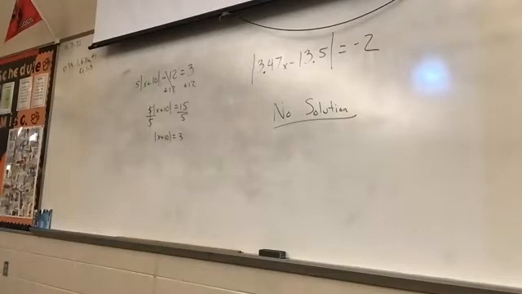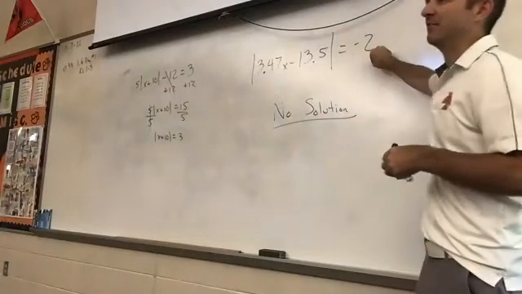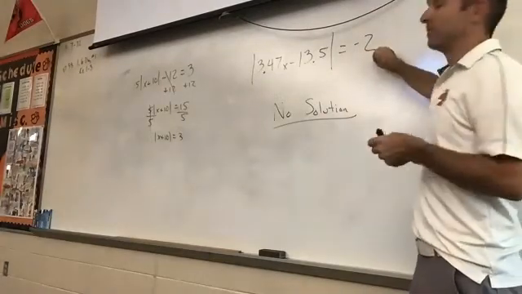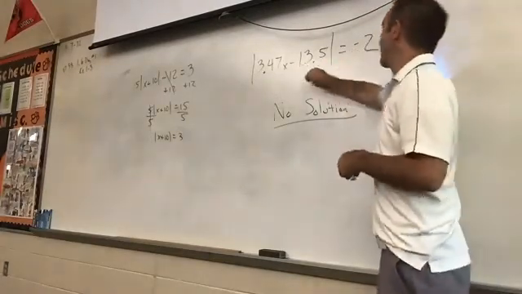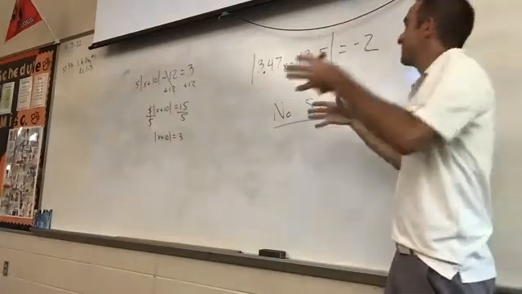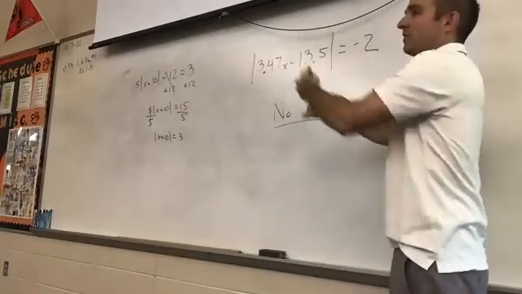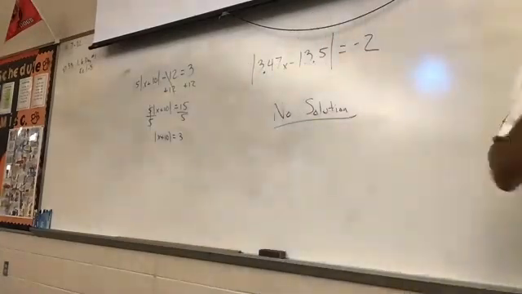Okay. Raise your hand and tell me, why is this no solution? Elizabeth, why is this no solution? Exactly. Absolute value cannot equal a negative. It's impossible. You can't take the absolute value of something and make it equal -2. So anytime you have that absolute value by itself equals a negative, your answer is no solution. You don't have to keep solving.